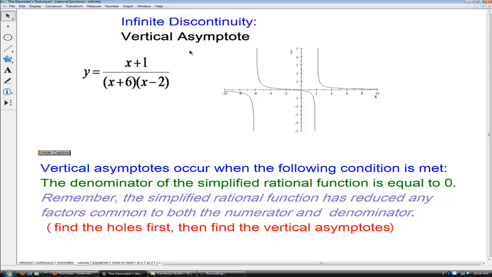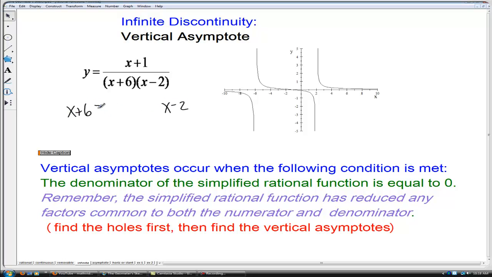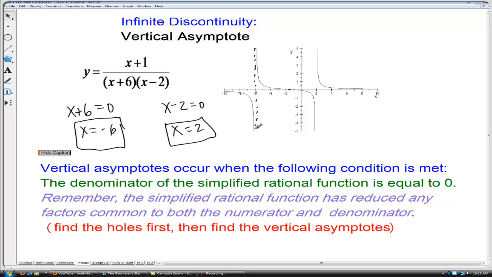So when we're searching for vertical asymptotes, we want to make sure that we had first gone through the process of locating the holes in the graph. So we are without those singular discontinuities, but we do have two factors, x plus 6 and x minus 2, in the denominator, which we will set equal to 0 and solve. So this is the equation of a vertical line, and this is the equation of a vertical line. These are vertical asymptotes, also called infinite discontinuities.